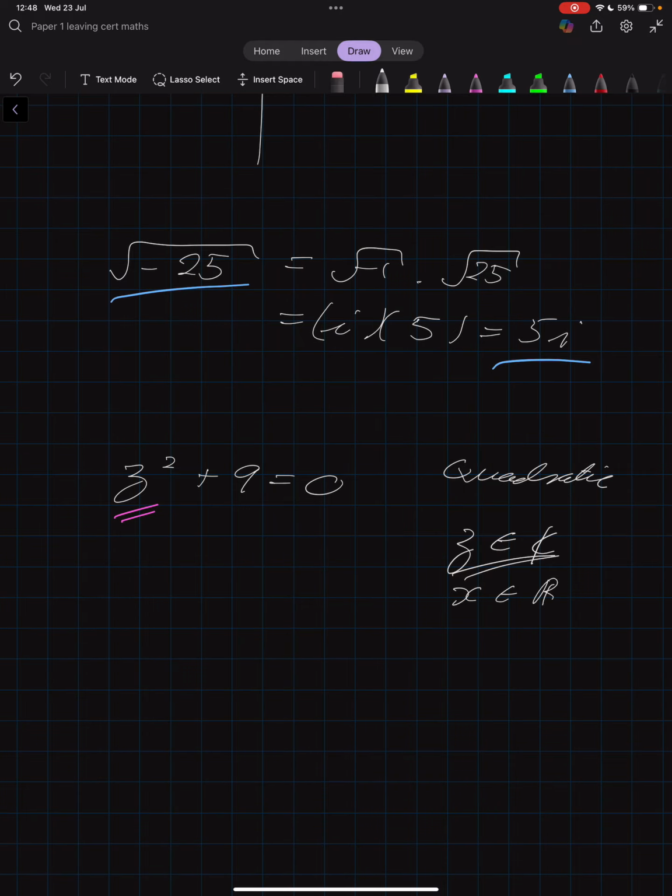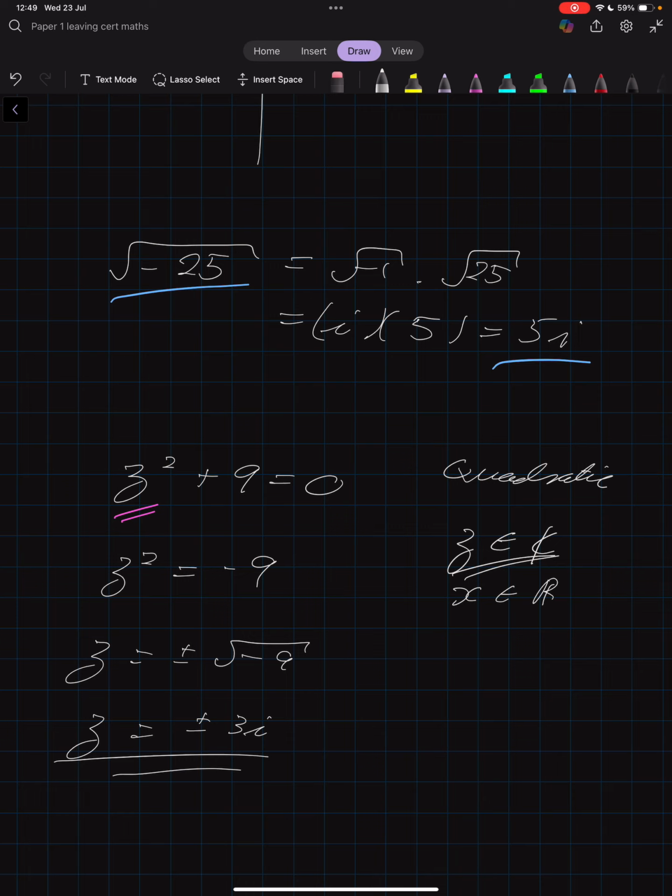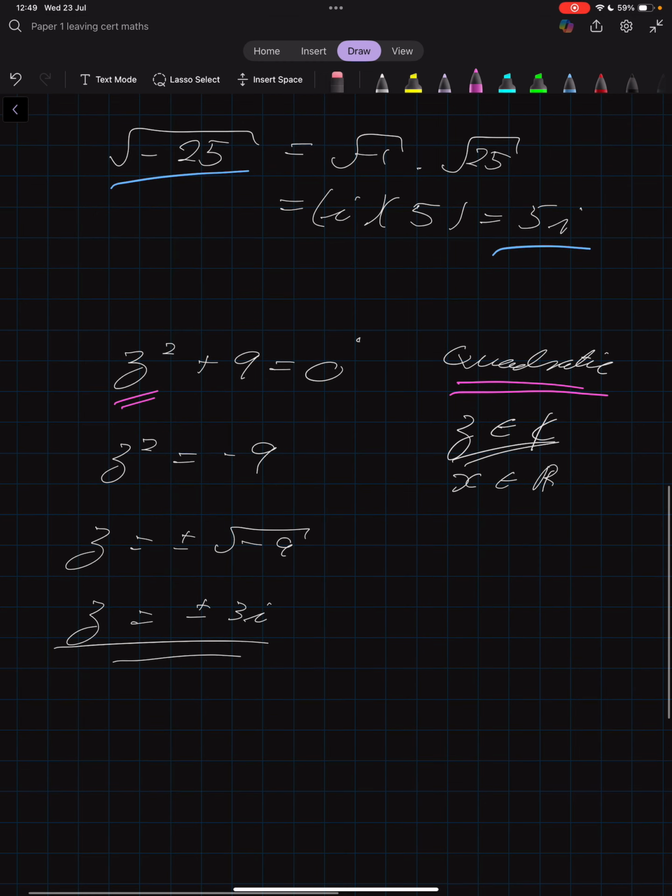So now if I solve this equation, I can say z squared is equal to minus 9. So z is equal to plus or minus the square root of minus 9. So z is equal to plus or minus 3i. That's the solution to this equation. In the same way that normal quadratics have two roots, this also has two solutions. So one thing to remember is that when you're dealing with a quadratic, don't forget the plus and minus when you're doing the square root. Okay?